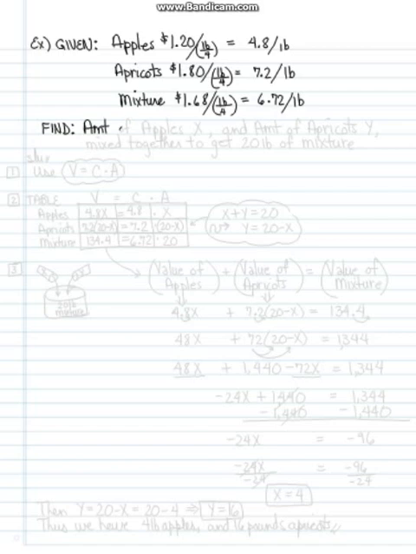Find the amount of apples, which we'll call X, and the amount of apricots, which we'll call Y, mixed together to get a 20 pound mixture that sells for $1.68 per quarter pound. In other words, $6.72 per pound.